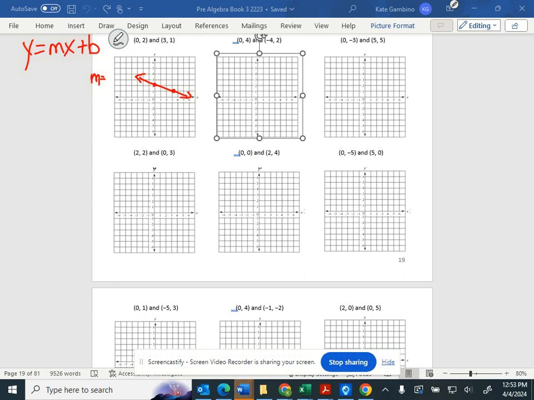What do you think, Kaylin? Is it negative 1 over 3? What do you guys think? Yeah, we know it's negative because we're going down. We go down 1 over 3. So our slope is negative 1/3.